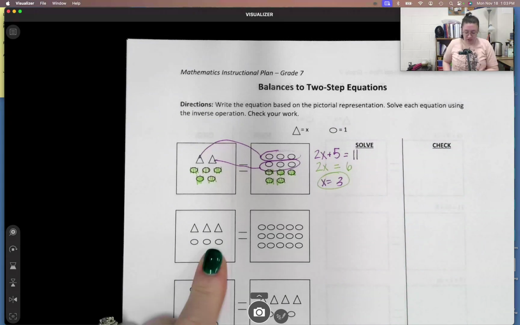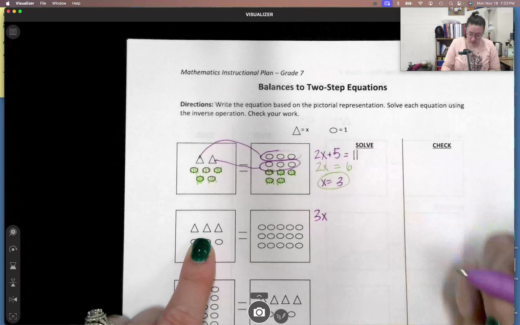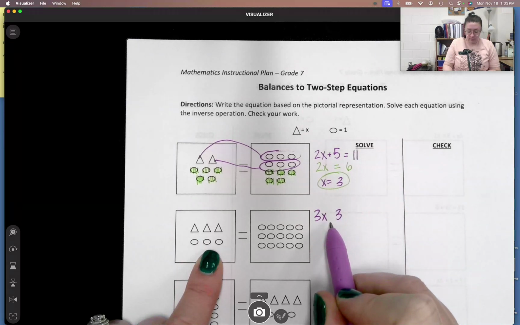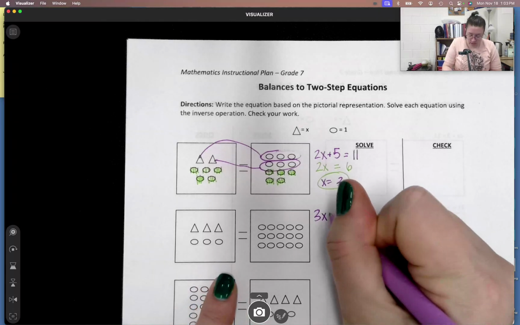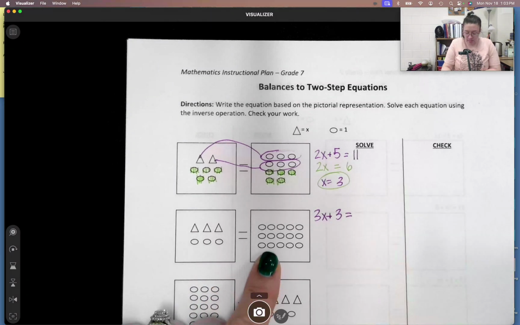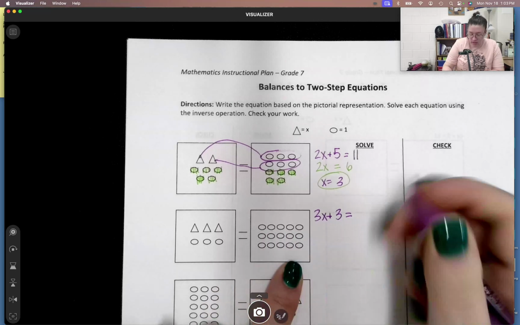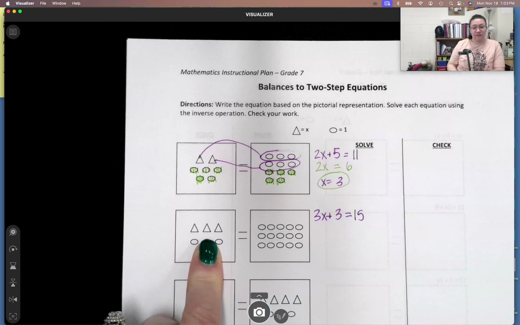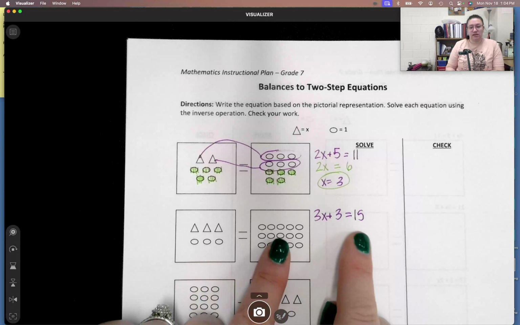Let's try the next one. Similar thing, the equation we start off with. What do those 3 triangles represent? Those are 3 x's. And there's 3 ovals. What kind of 3? Yeah, we need to write that plus in there because otherwise it looks like 3 times 3, but that's not what we have. We've got 3x plus 3 equals, how many are here? 1, 2, 3, 4, 5. 1, 2, 3. We've got 15 on that side. So this equation starts off 3x plus 3 is equal to 15.